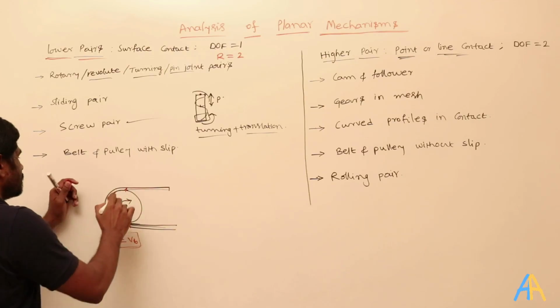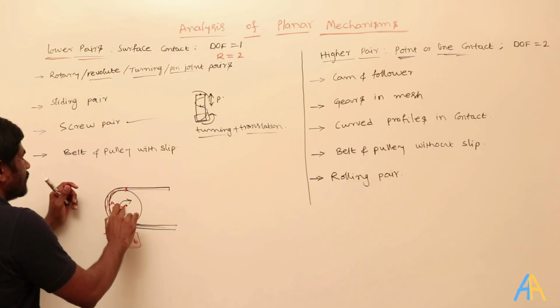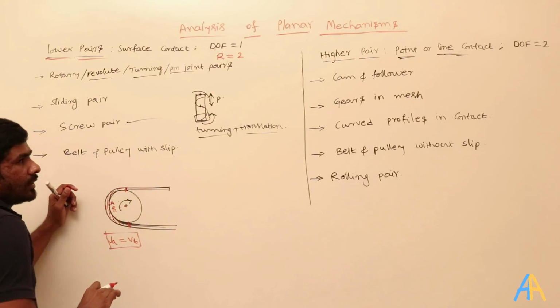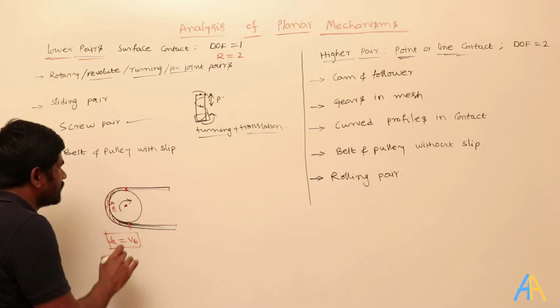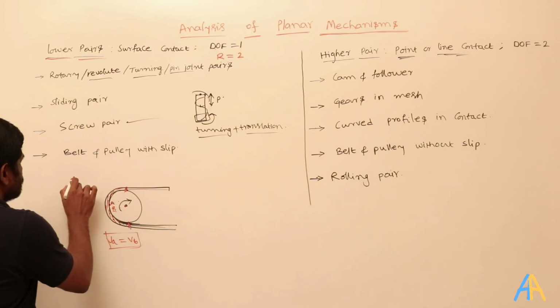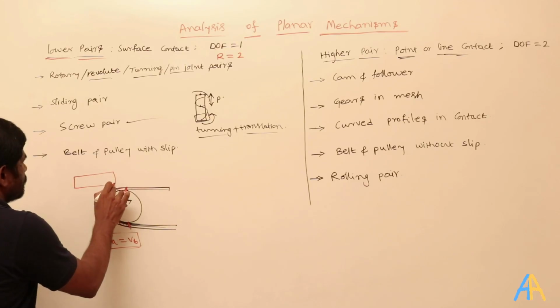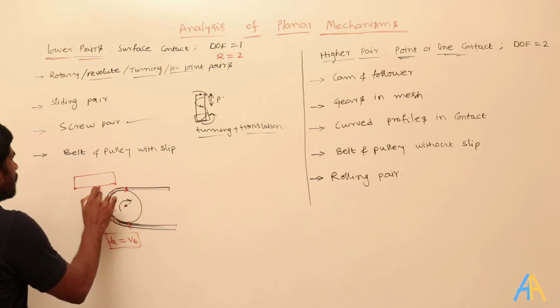When it is not slipping, then from here to here, this belt can also be considered as an integral part of this pulley. That means it is also considered as a pulley here. Only here it is departing from here, and from here it is departing. And if you cut this belt, it looks like this. If you cut the belt here, it looks like this, and this portion is lying on the pulley.